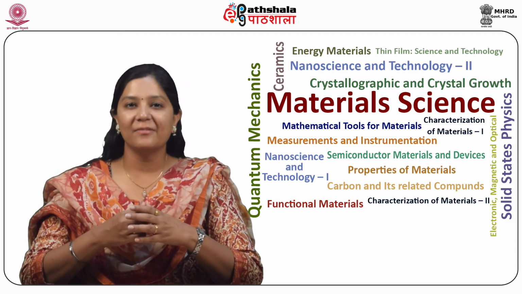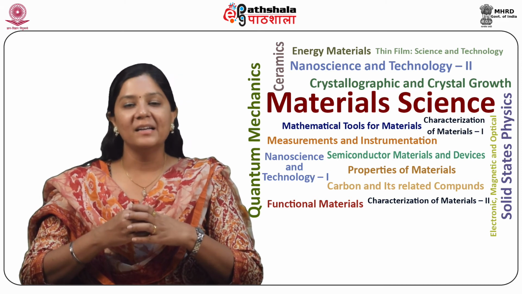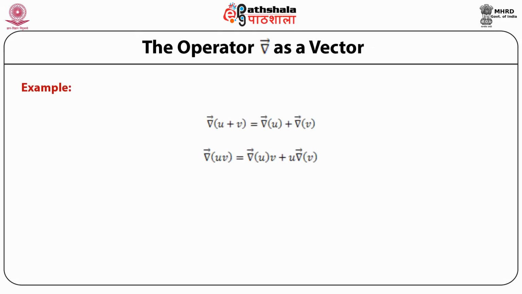It acts like a vector in all vector relations. For example, del (u + v) is equal to del u plus del v, and del (uv) is equal to del u into v plus u into del v.